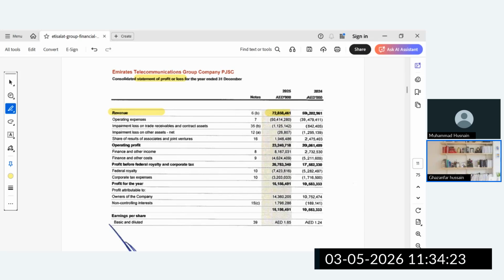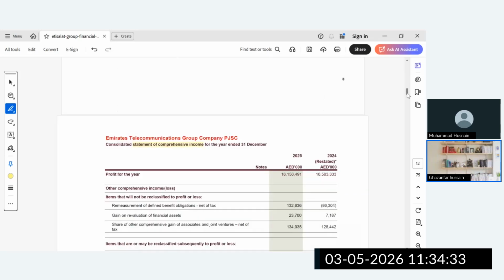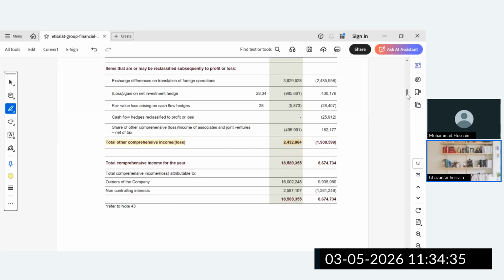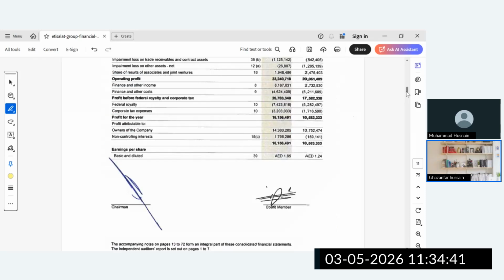So this is the financial statement. We highlighted already the figures we took, and from where we took them. This is the consolidated financial statement. So we took the 2.8, and then we took the 72 million.